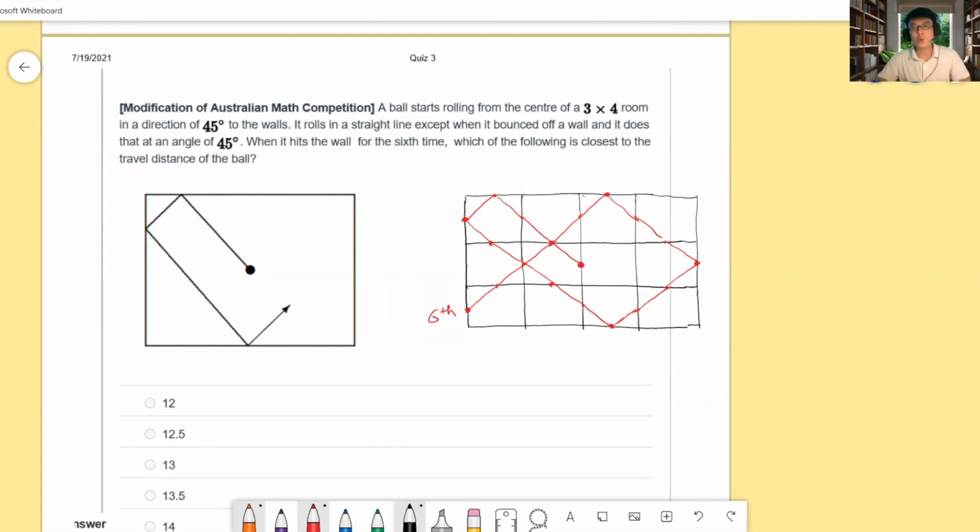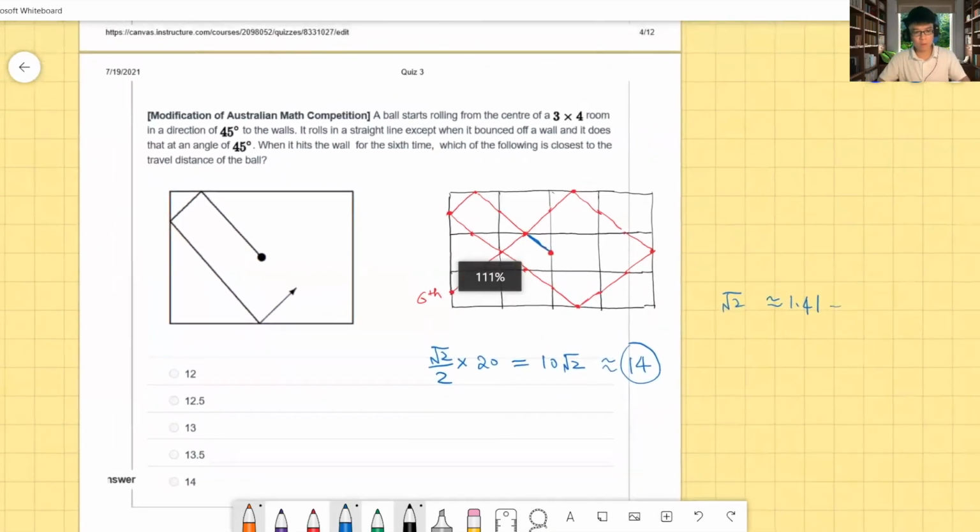Now let's calculate the total distance. Basically, we see that each small line segment, like here, corresponds to 1/2 √2. And when we count, there are totally 20 such line segments. So the total distance is 10 times √2. Now √2 is about 1.41, something like that. So it's almost 14. It's very close to 14. The answer here should be 14.